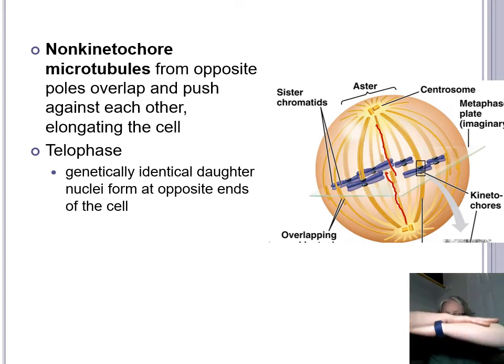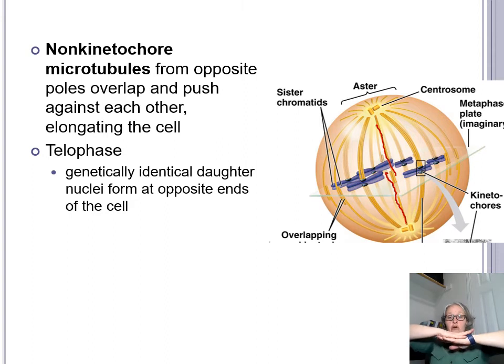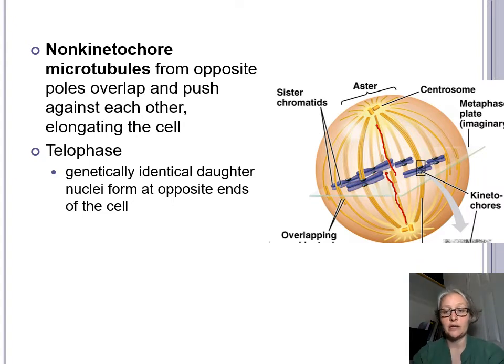So again, looking at my arms, I'll try to back up here a little bit. If you imagine this cell, and these are non-kinetochore microtubules, as they push against each other, my elbows are getting farther and farther and farther apart, right? It's stretching out the cell. The same thing is happening to us within our cell. And then in telophase, the genetically identical daughter nuclei form at opposite ends of the cell.